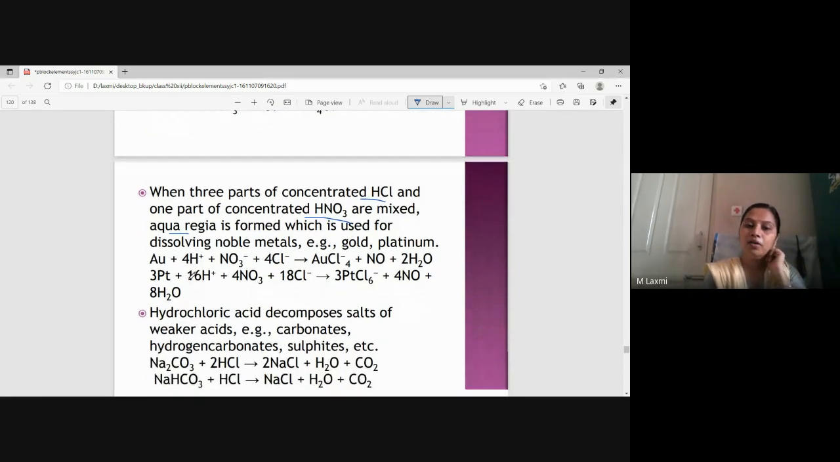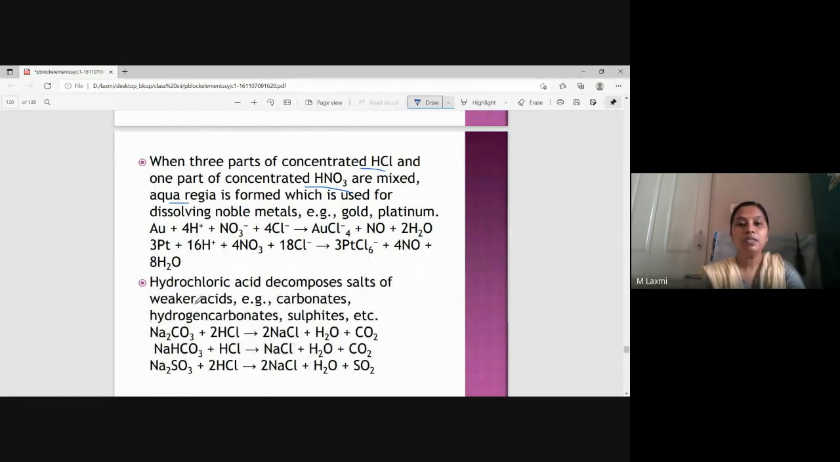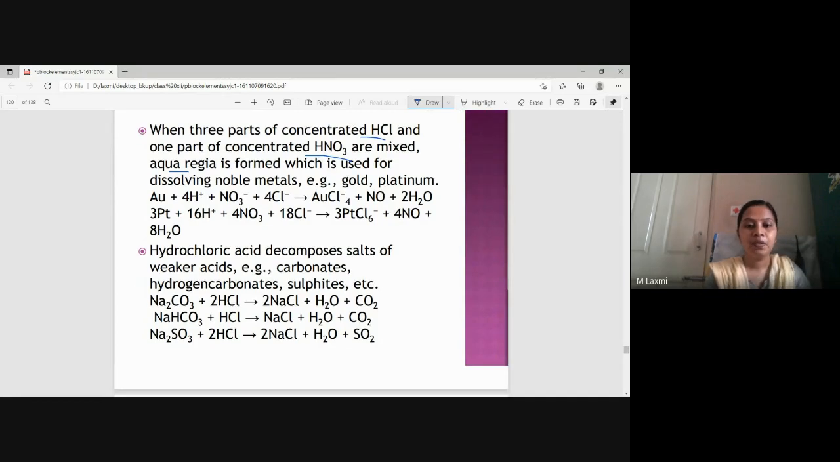Then hydrochloric acid can decompose salts of weaker acids. For example, if you take sodium carbonate, it results in sodium chloride plus carbon dioxide plus water. Sodium bicarbonate gives rise to sodium chloride, water, carbon dioxide. Disodium sulfate results in sodium chloride, water and sulfur dioxide. So hydrochloric acid decomposes salts of weaker acids like carbonates, hydrogen carbonates and sulfites.